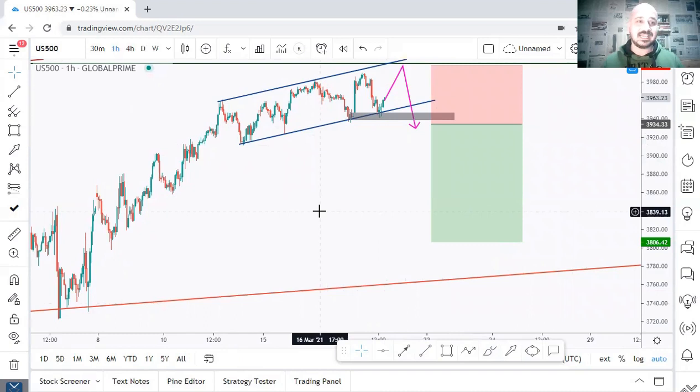Now we've got the idea and we've got the logic on how to start, how to analyze, how to zoom out to look for key rejection areas, then zoom in to look for triggers and extra confirmation. That's it, and I'll see you on part 4.